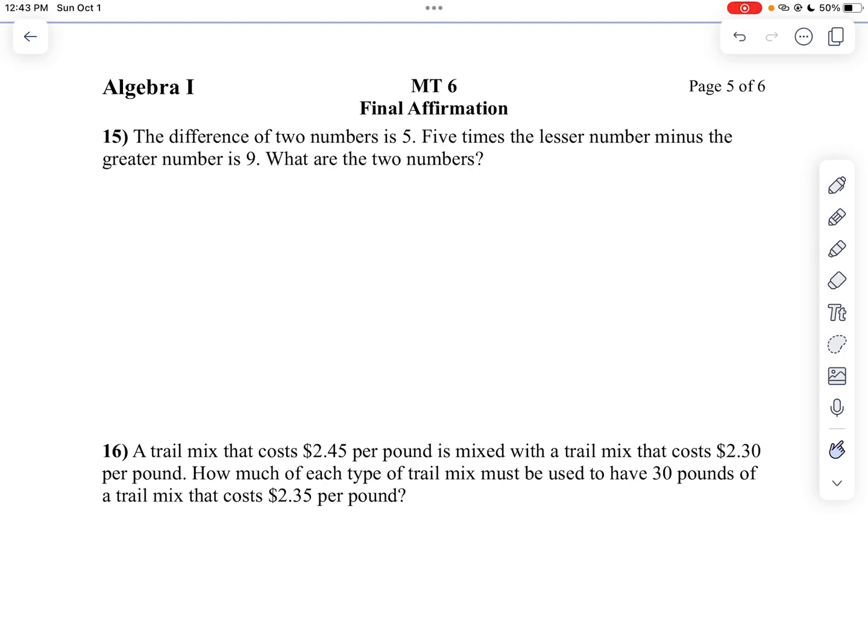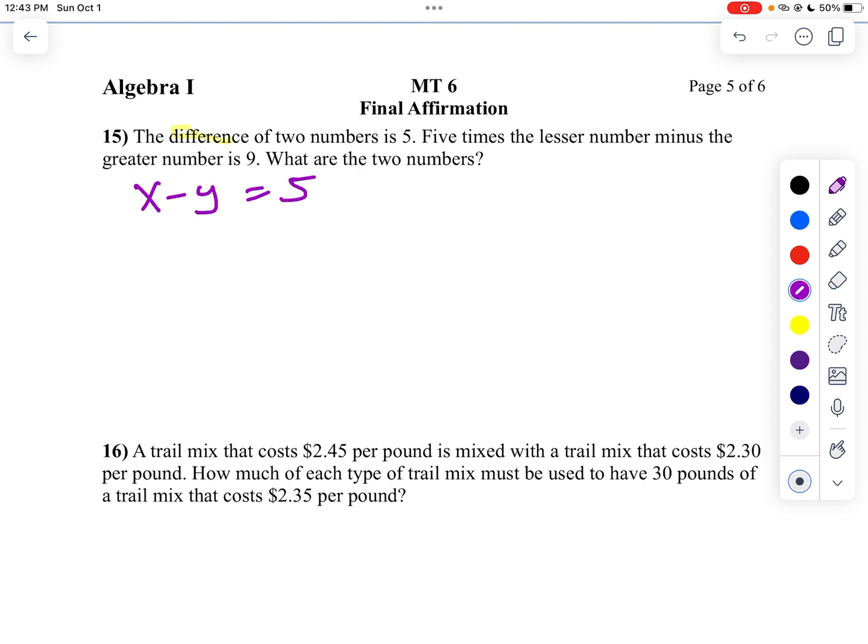On question 15, we have another numerical problem. So let's approach that. The difference, remember, is the answer to a subtraction problem. So I'm going to subtract. The difference of two numbers is 5. I'll call the first number x, the second number y. So I'll go x minus y equals 5.